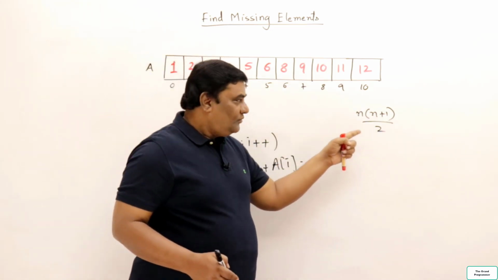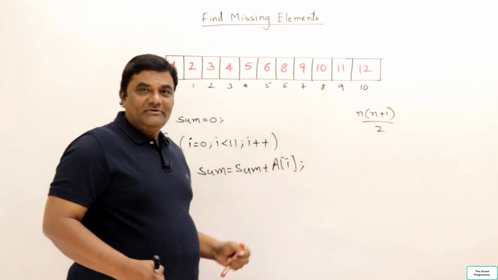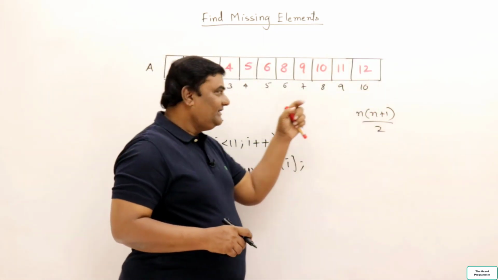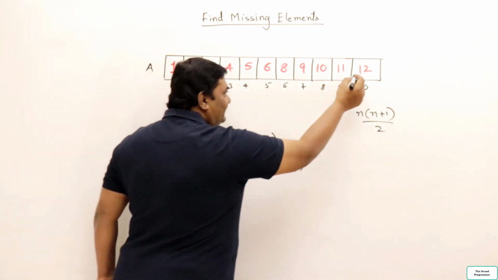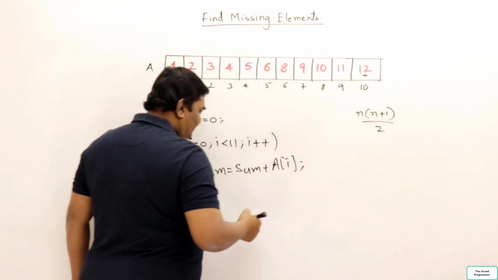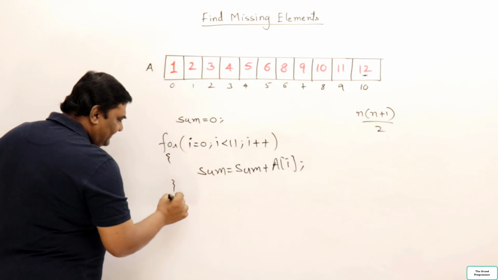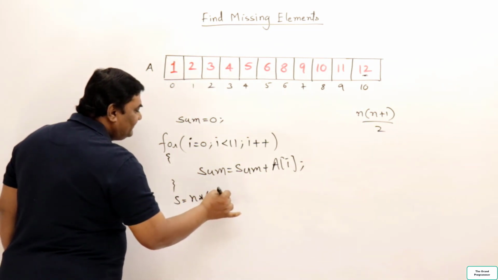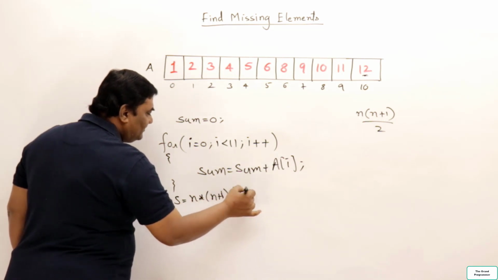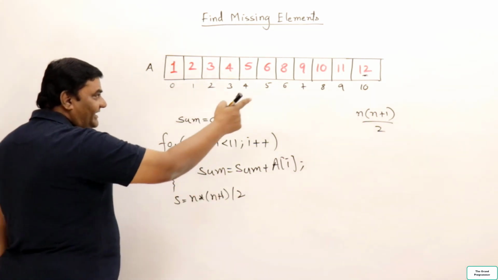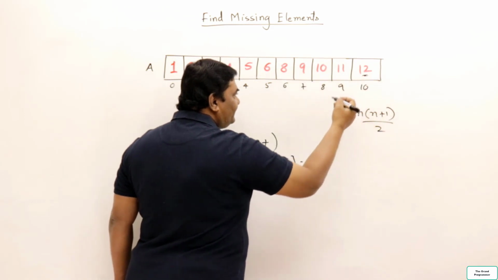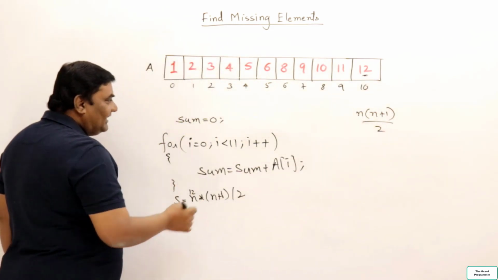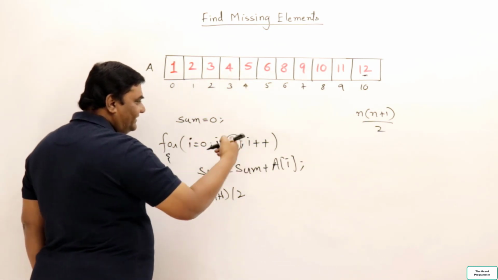Then I know the formula. Using the formula, if I know the last number, that is 12, I can calculate that. So let us say this is n. I can find s as n into n plus 1 by 2. So this will give me s, that is the sum of first 12 natural numbers. So n should be 12, and this is the number of elements in an array.